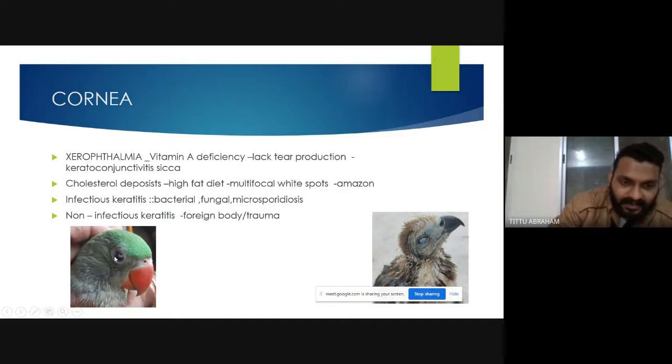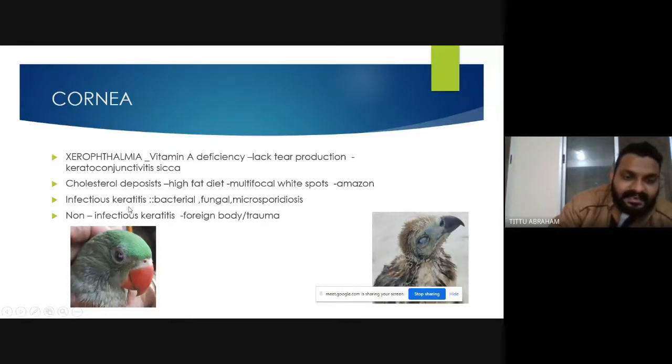So this bird was fed only on sunflower, not seed mix. So it is very high in fat. So avoid a high fat diet for birds. You can give it, especially in breeding season and occasionally as a treat, but only a high fat diet is causing the problem. Cholesterol deposits in the eye are common in Amazon parrots.